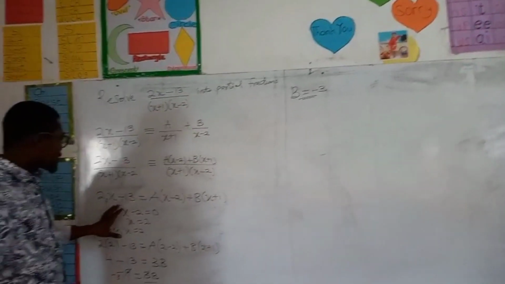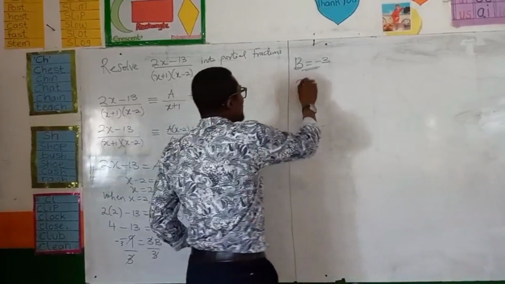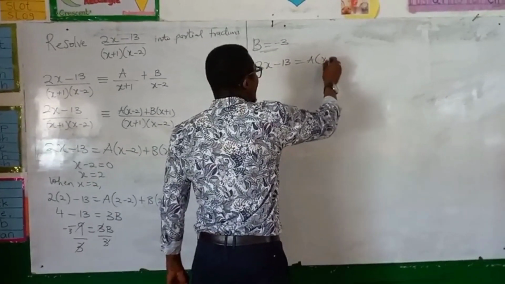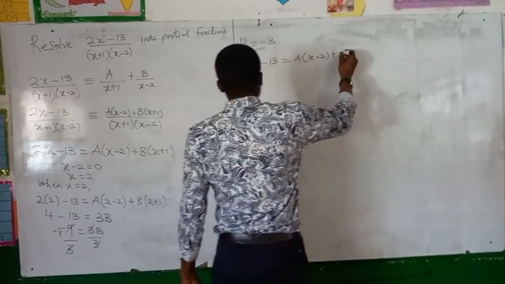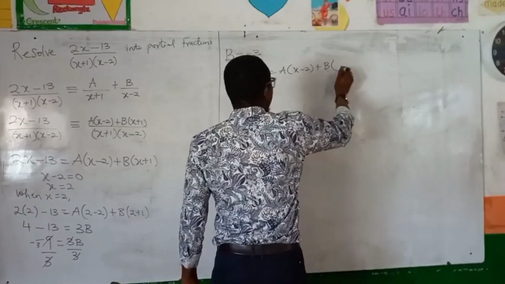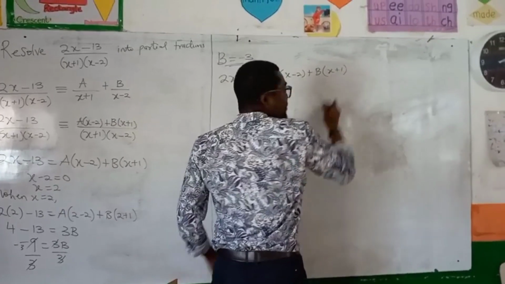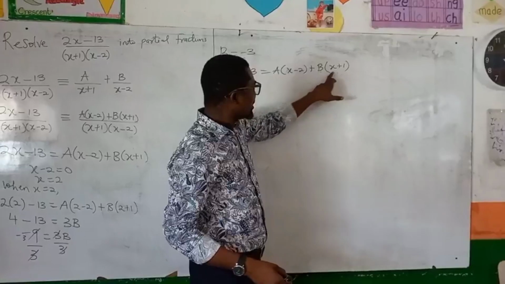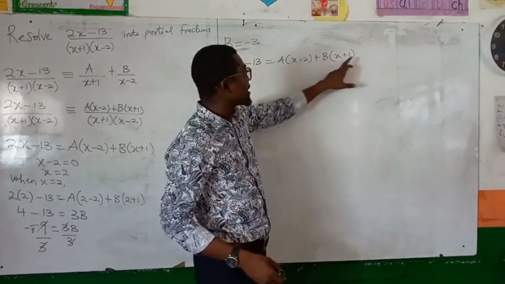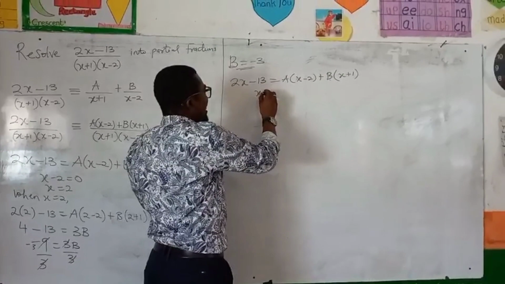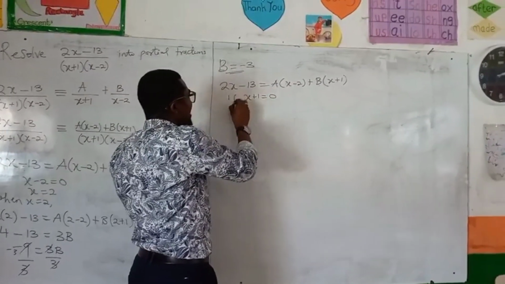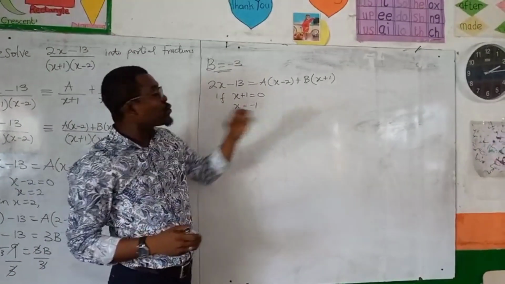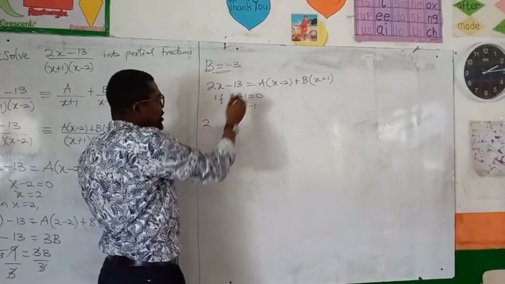Now, the same expression, 2x minus 13 is equal to a into bracket x minus 2 plus b into bracket x plus 1. So this time I want to eliminate b. But you see that the expression attached to b is x plus 1. So I will say that x plus 1 is equal to 0. If x plus 1 is equal to 0, then x is equal to negative 1. So now I can substitute negative 1 into this equation.